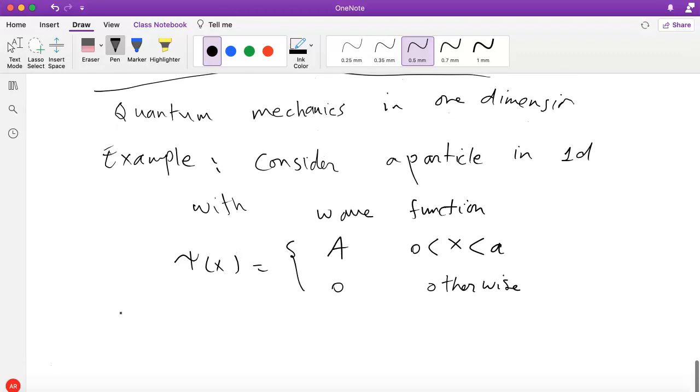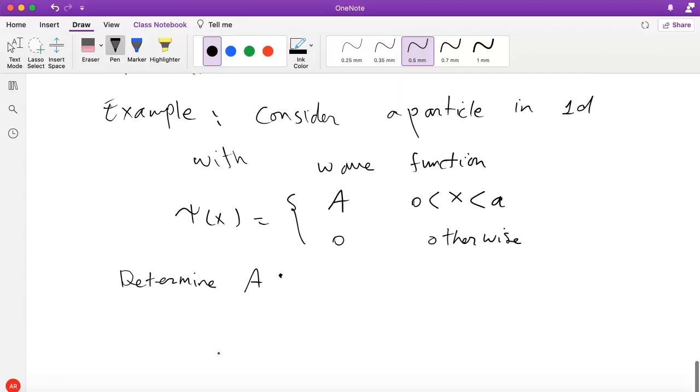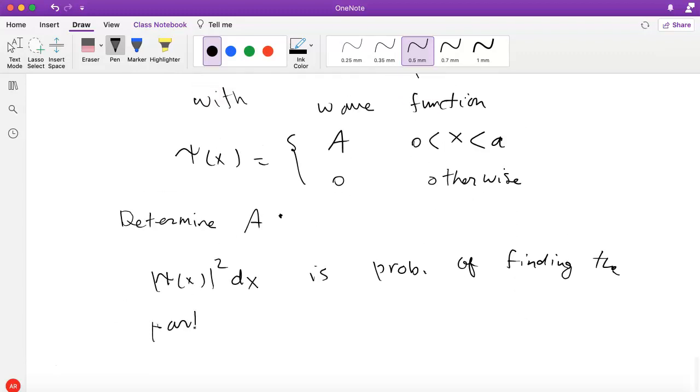Okay, so first, let's say, determine a. What should that value be? So again, what is the wave function? The interpretation is that psi of x squared times dx is the probability of finding the particle in x, or yeah, in the interval x and x plus dx.